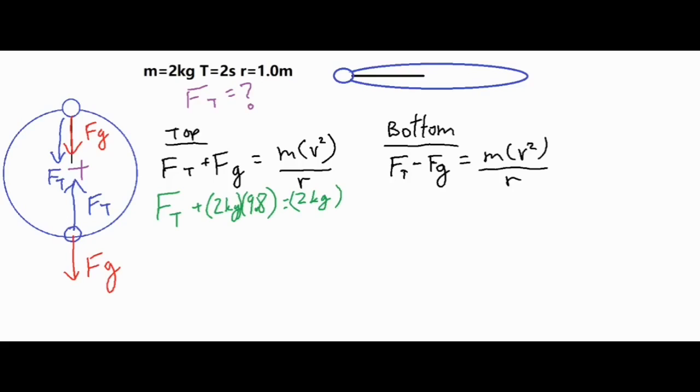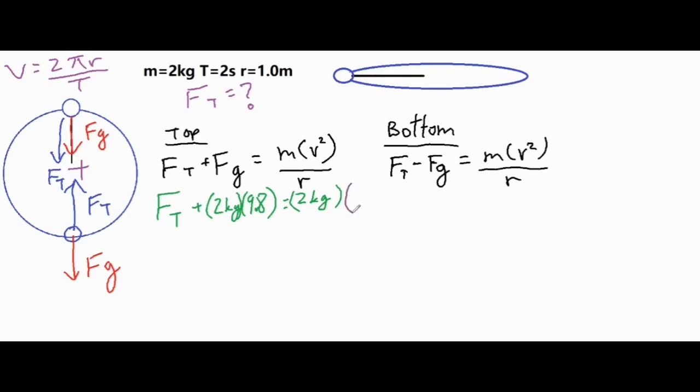It does not look like we have a velocity, but we can use a second formula and do a little substitution. Our velocity is 2 pi r over T. 2 pi times the radius is the circumference of the circle, so it's basically the distance around the circle, and capital T is the period, the amount of time it takes to complete that circle.